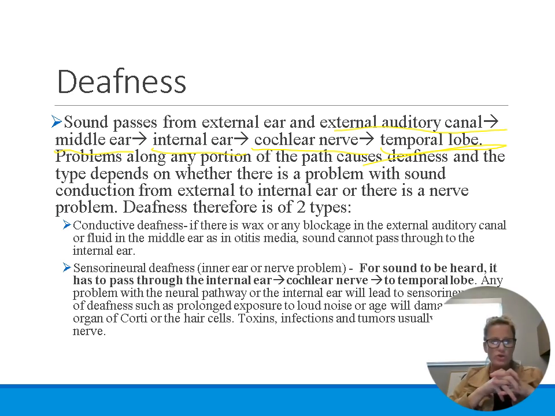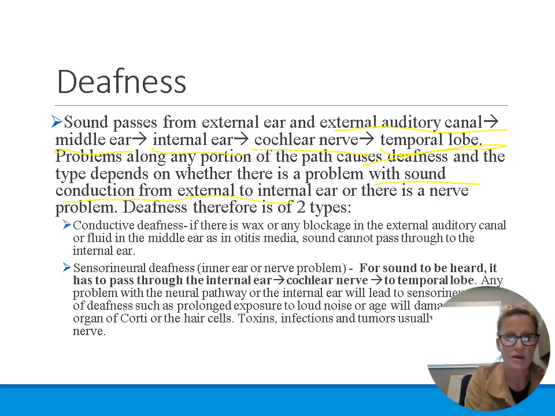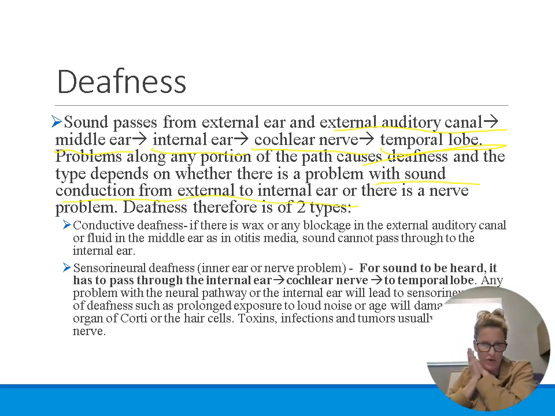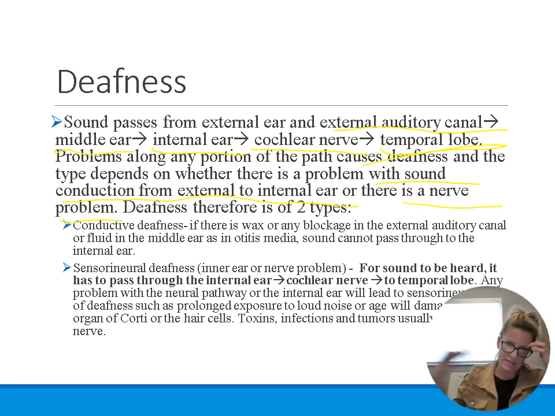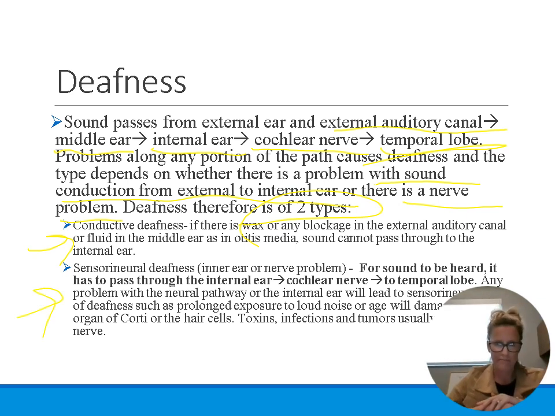Problems along any portion of the path can cause deafness or hearing loss. The type of hearing loss depends on where the problem is. Whether there's a problem with sound conduction from the external ear to the internal ear, that's more of an actual physical mechanical problem. Or if there's a problem with the nerve itself sending the signal to the brain, that's a neural problem. So deafness has two types: conductive deafness or sensory neural deafness.